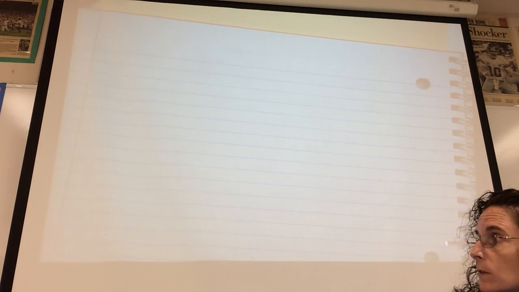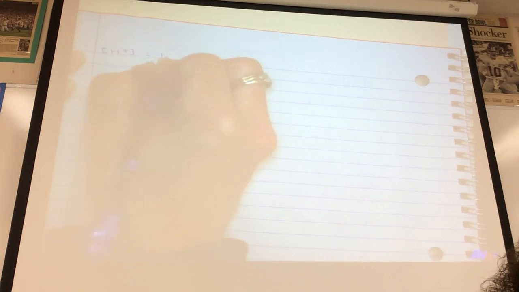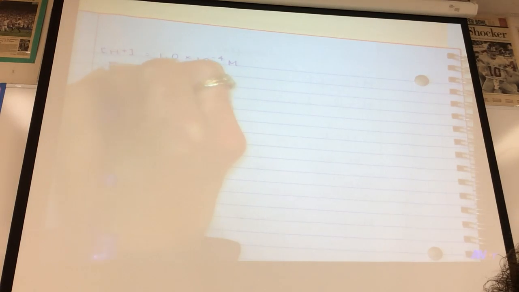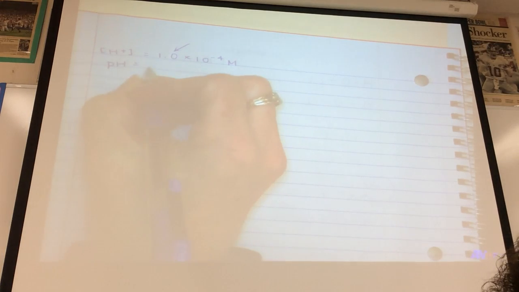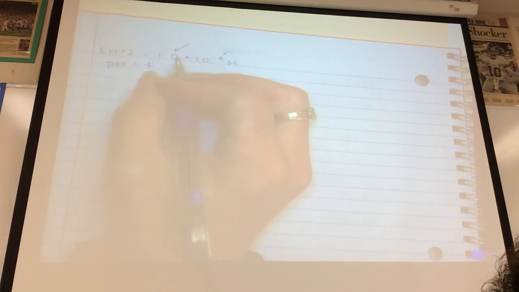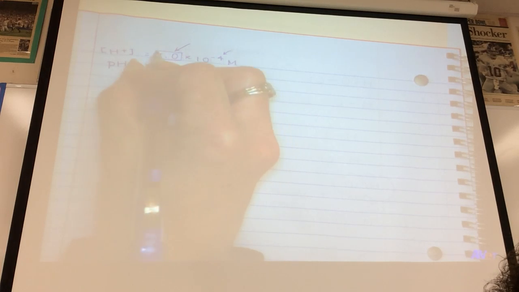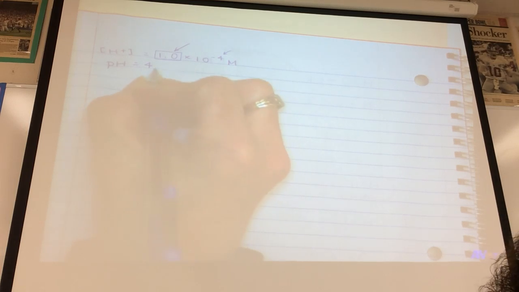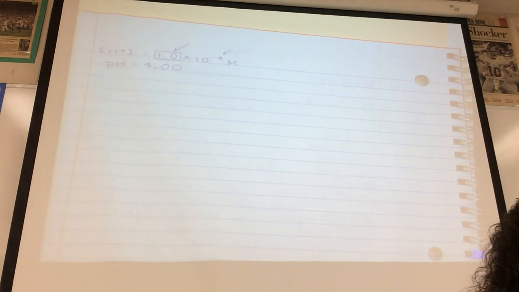Several things, and yes to both of you. For example, if you have a proton concentration of 1.0 times 10 to the negative 4 molar, if you have 1.0, the pH is going to be 4, essentially the absolute value of the exponent. This is 2 sig figs. Sig figs for pH and pOH start after the decimal point. Okay?